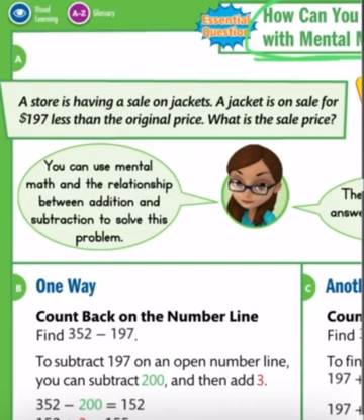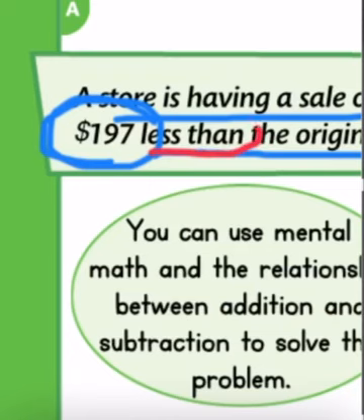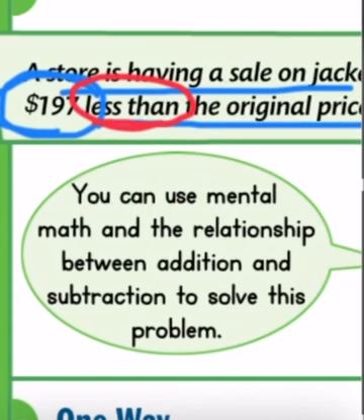It says a store is having a sale on jackets. A jacket is on sale for $197 less than the original price. What is the sale price? When we see these two words here, less than, usually that's an indicator that we are going to subtract. Not always, but most often for us, it will mean subtraction.